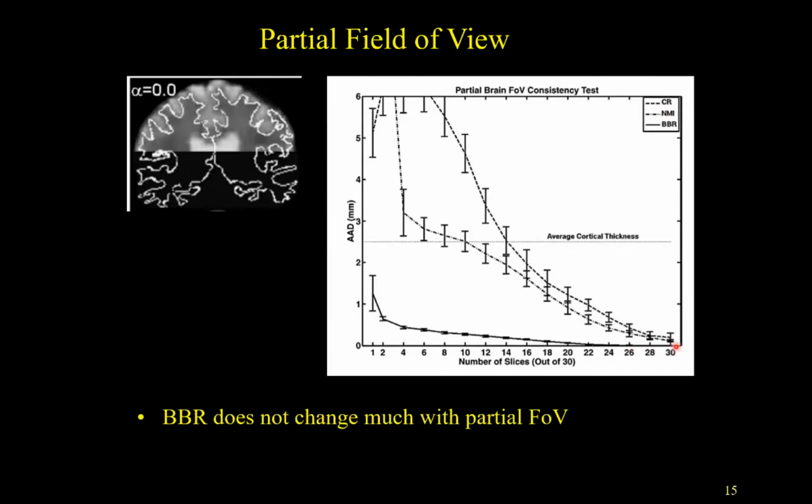BBR. You can see that for both NMI and correlation ratio, you're getting systematic changes as you reduce the field of view. But with BBR, it stays very, very small changes as you change the field of view. And this just shows the robustness of BBR, even when you're reducing the field of view.